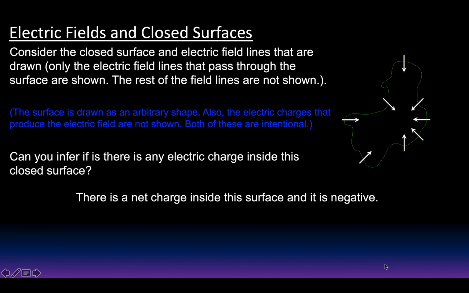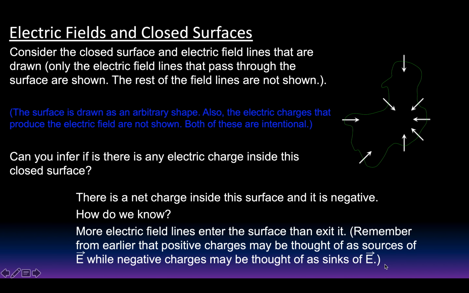We could conclude that there will be some amount of charge inside this closed surface, and that charge will be negative. How do we come to that conclusion? Well, notice that there are more electric field lines entering the surface than exiting it. Remember from a previous video that the electric field created by a negative charge will point towards the negative charge. I look at this picture and I see there are 8 electric field lines passing from the outside to the inside of the surface, and there are 0 electric field lines pointing from the inside to the outside. So I expect there is going to be a sink of electric field lines. In other words, there will be a negative charge.